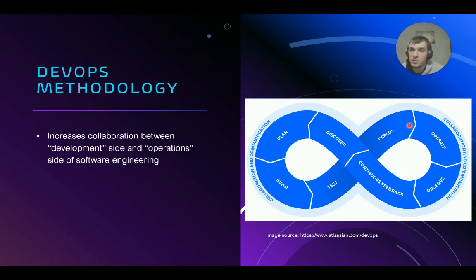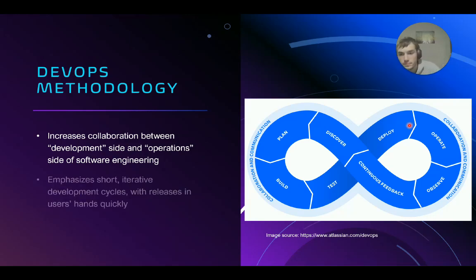So the reason it's called DevOps is because it emphasizes increased collaboration between the development side, the dev, and the operations side, which is the maintenance and IT side of software engineering. So rather than having a separate development team that's going to develop the product and then push it out, and then the operations team takes over and makes sure that that product is working, it's more like this infinity symbol where the development and operations teams are working together to revise and improve the product throughout its life cycle.